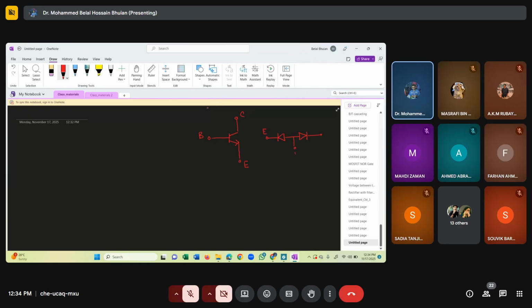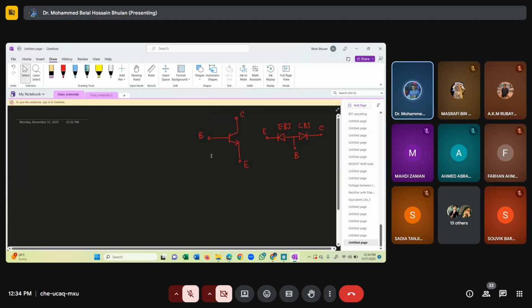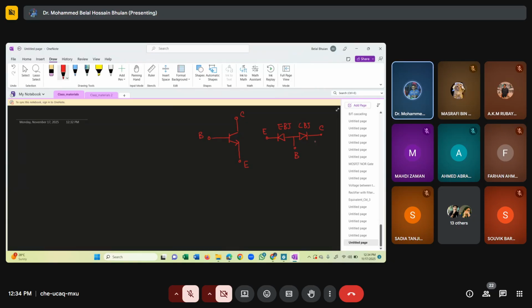Emitter, base, collector. That is an emitter to base junction, and that is our collector to base junction. Since we have two PN junctions connected back to back, if you want to bias both PN junction diodes at the same time, which means emitter to base junction and collector to base junction.